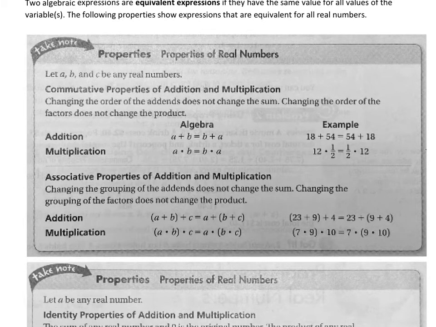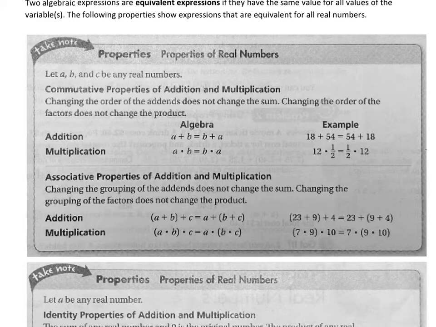The first one is called the commutative property of addition and multiplication. This property says that changing the order of the numbers being added does not change the sum. Changing the order of the factors doesn't change the product. Essentially, if I have addition or multiplication, the order doesn't matter. I can reorder 18 plus 54; it's the same as 54 plus 18. 12 times a half is the same as a half times 12. So if I move the numbers around, it doesn't change the result of my addition or my multiplication.